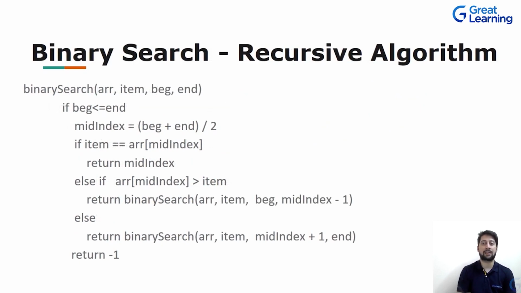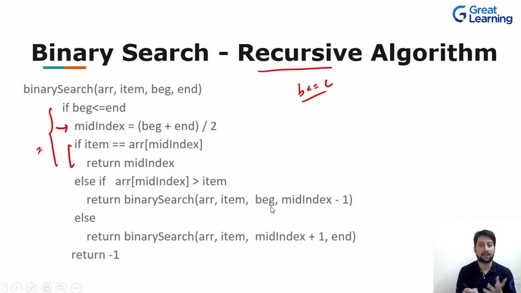Now let's look at the recursive approach, or recursive algorithm, for the same. Again, the ground rule will remain the same. We will always recursively call binary search as long as beginning is less than end. Now we will again find the middle index, that is beginning plus end divided by 2. Then we will look for the element. These three steps will remain the same even if you're using the recursive approach.